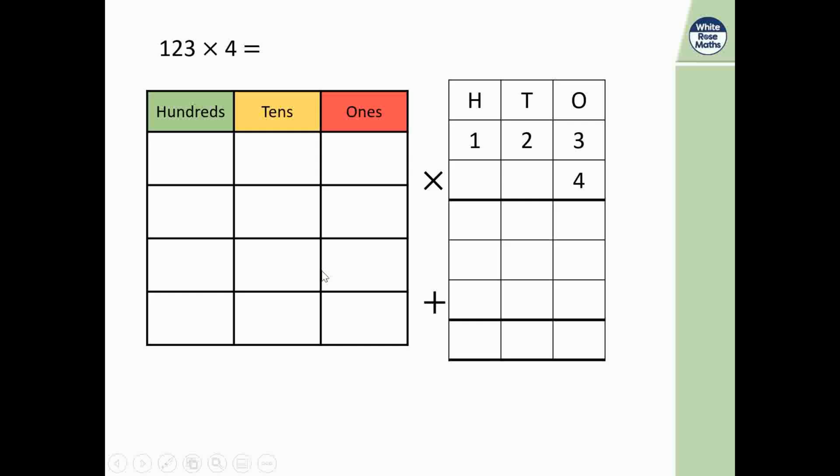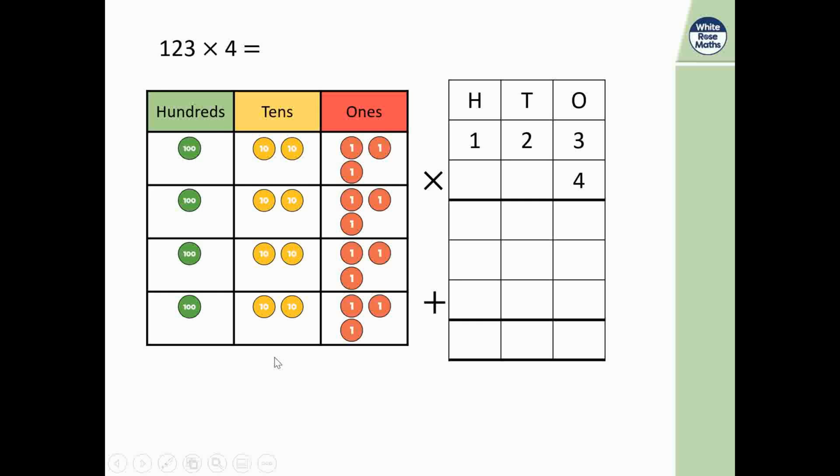Okay. Right, so now we've got 123 times 4. So we're going to have to put 1 in here, 2 in here, and 3 in here, like this. And then they've done the other 4 rows. Okay. So let's see how many ones we have. 1, 2, 3, 4, 5, 6, 7, 8, 9, 10. So we can take these.